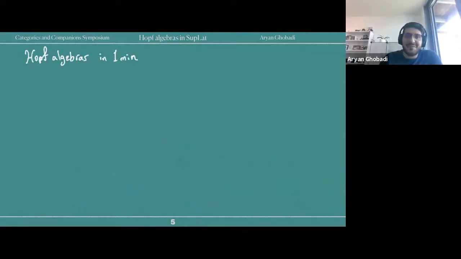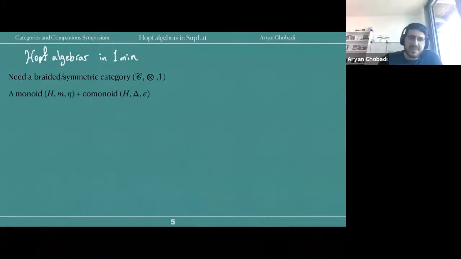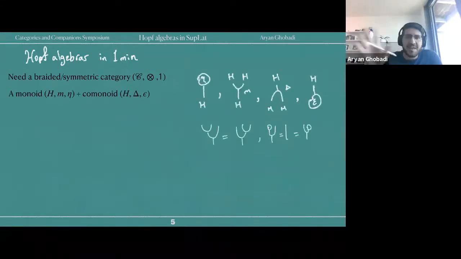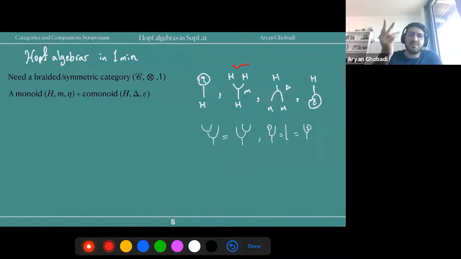In case people aren't familiar with Hopf algebras, just a one-minute introduction to Hopf algebras in an arbitrary braided category. I'm going to assume my category is braided or symmetric. And what I have is a single object with a monoid structure and a comonoid structure. Going back to that diagrammatic language, if you're into it, I'm really into it, so I have to mention it. You would write down your multiplication, for example, like this, as something going through two copies of H to one copy of H. This is your unit, this is your counit, and that's your comultiplication. This is associativity, the unit axiom, and then the dual versions of these for the comultiplication.